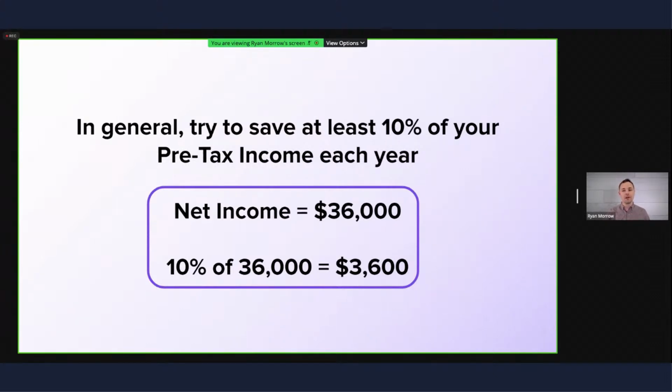A more common goal would be, again, to save at least 10% of your income each year, as we've mentioned before. So if you make $36,000 every year, do your best to save at least $3,600 a year, or again, 10% of each of your paychecks. So let's look at an even bigger example here.